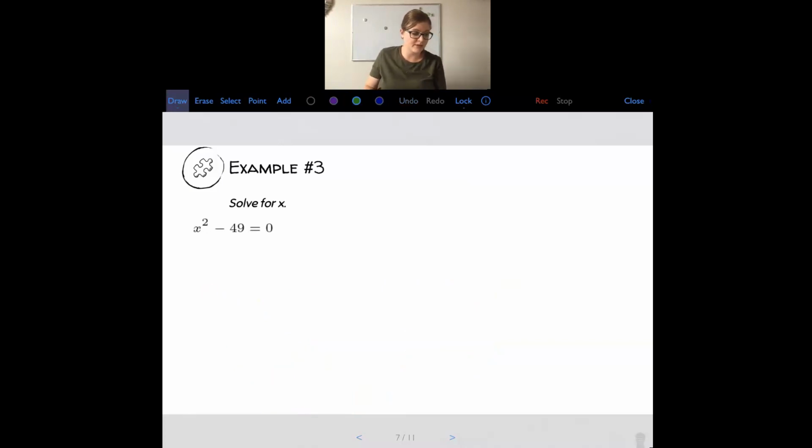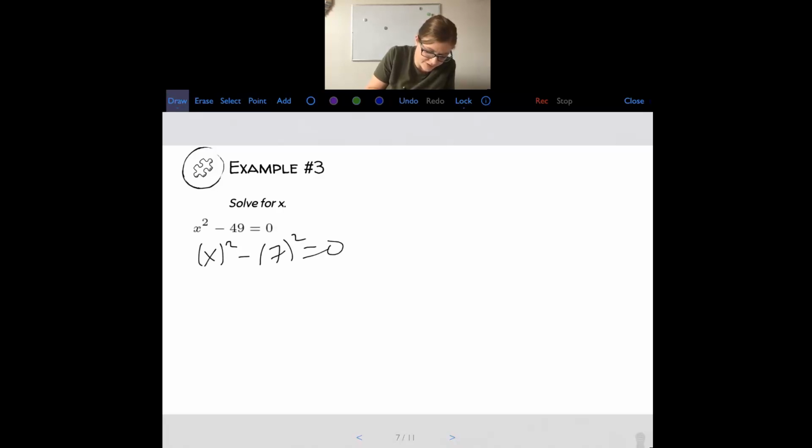X squared minus 49 equals 0. So in this case, when you have perfect squares, you want to be a little bit suspicious that it's going to be one of our perfect square factorizations, either the difference of two perfect squares or perfect square trinomials. Since this only has two terms, it's not a trinomial. And so we'll use the difference of two perfect squares, where x squared is a perfect square and 49 is a perfect square.